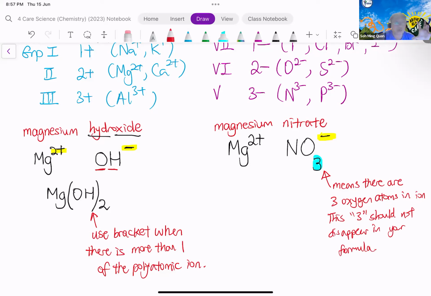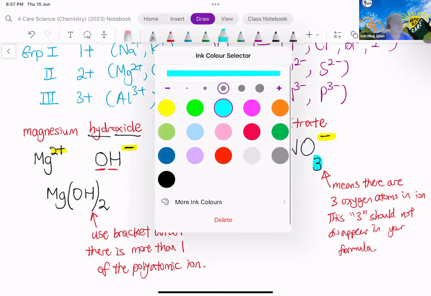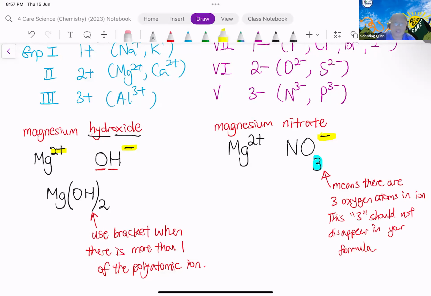This is a unit, a block that should not be separated. It should not disappear. So in our final formula, we must still see NO3. It shouldn't become NO. No, the 3 must still be there. So the number at the bottom always tells you the number of the atom present. So in this case, it means there are 3 oxygen atoms present in the nitrate ion. And these 3 shouldn't disappear. So once you know that, you realize, oh, 3 is not the charge. 3 is the number of oxygen.